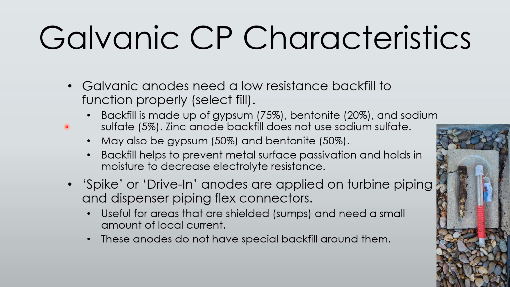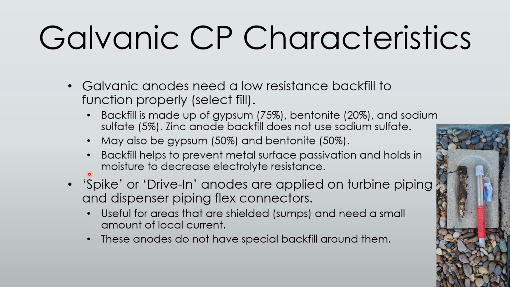Backfill for magnesium anodes is made up of 75% gypsum and 20% bentonite with 5% sodium sulfate. Zinc does not use the sodium sulfate. For zincs, we have 50% gypsum and 50% bentonite. This backfill helps to prevent metal surface passivization on the magnesium and holds in moisture to decrease electrolyte resistance.